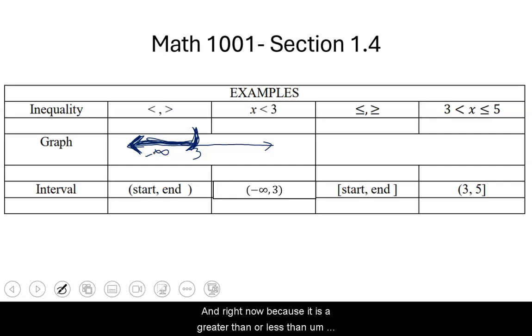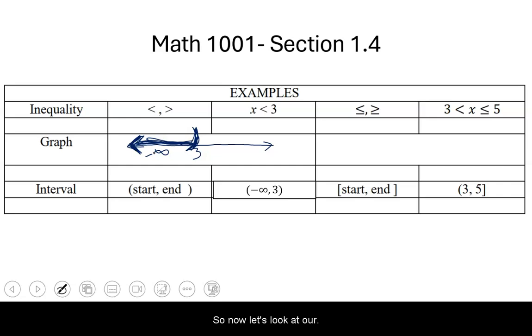Right now, because it is a greater than or less than, we are going to deal with parentheses. Infinities can only hold parentheses. So that number is listed first, the negative infinity, comma, the 3 is the largest, and so you put a parenthesis behind that.